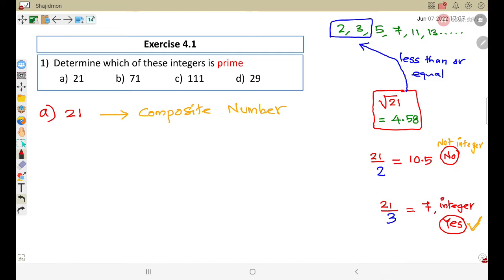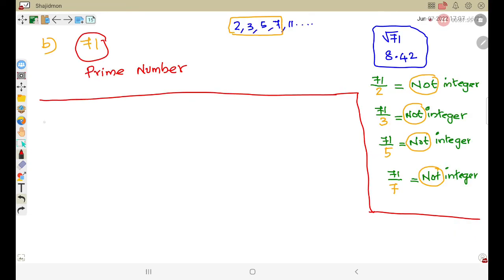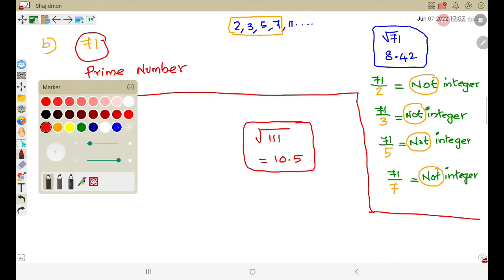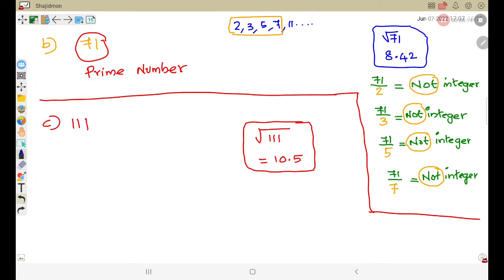Okay, now C part, 111. So we will first check root 111. You can check your calculator what is root 111. It is approximately 10.5. Now select all the prime numbers less than or equal to 10.5. Below 10, what are the prime numbers? 2 is there, 3 is there, and 5 is there.